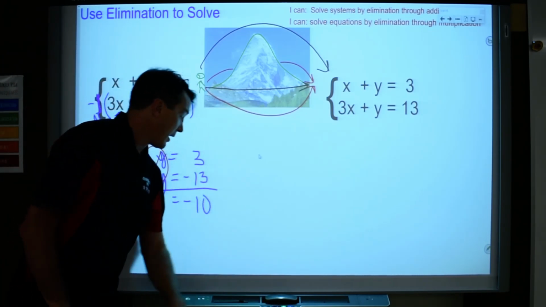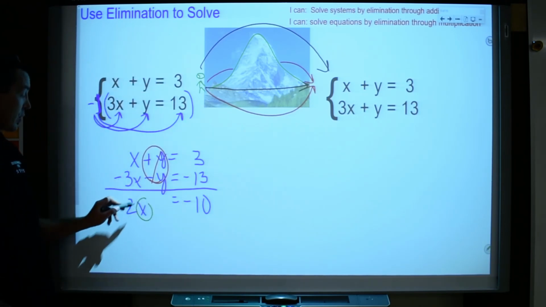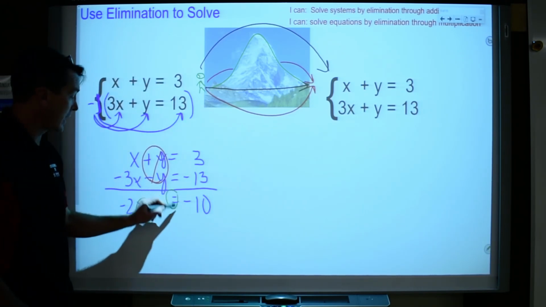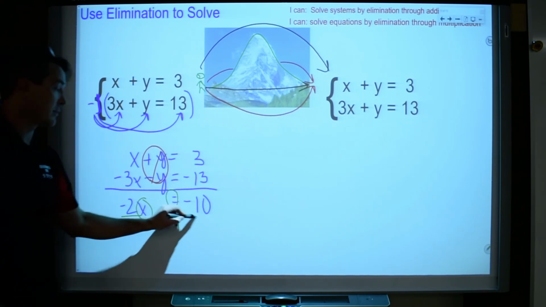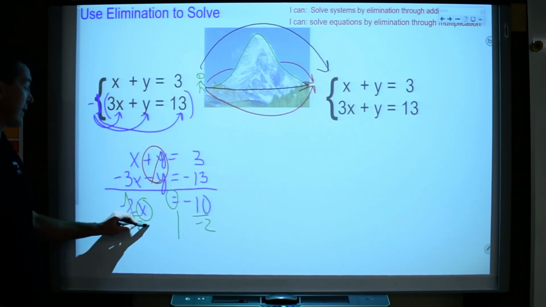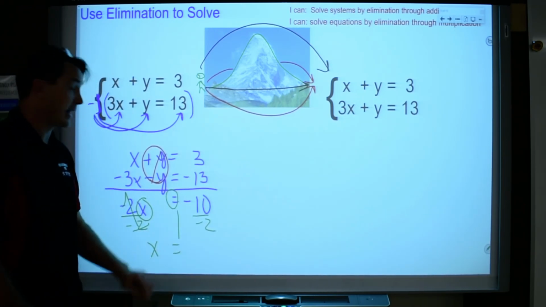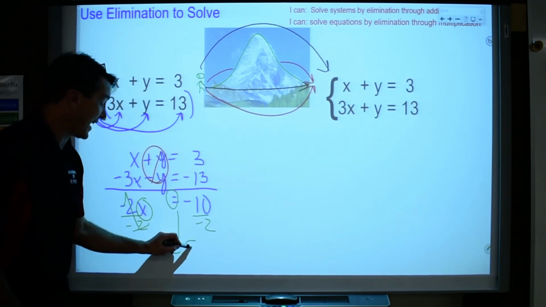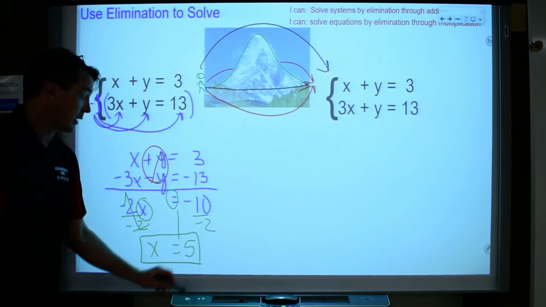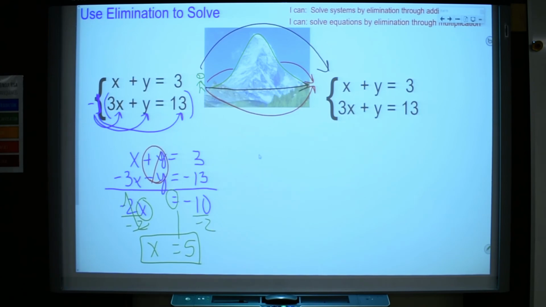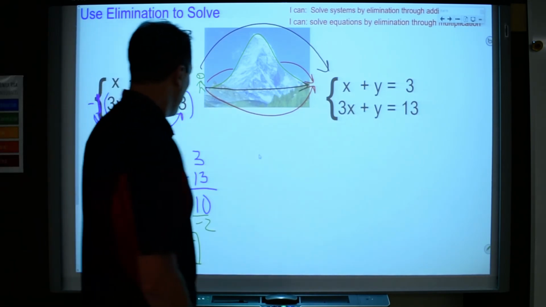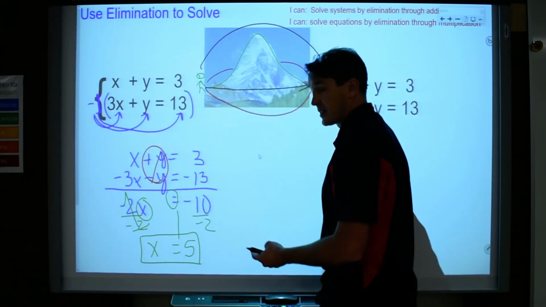Then I have to get the x alone, so I'm going to circle the variable, underline the coefficient, and say, oh, divide by negative 2, divide by negative 2. Negative 2 divided by negative 2 is 1, that leaves me x, and negative 10 divided by negative 2 is 5. And so x equals 5. Am I done? And the answer is no. But it seems pretty obvious to me which one I want to substitute it into.